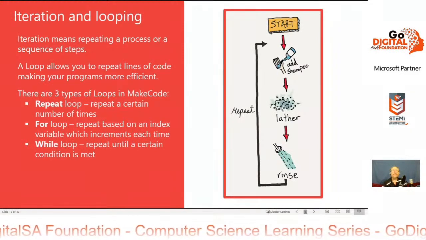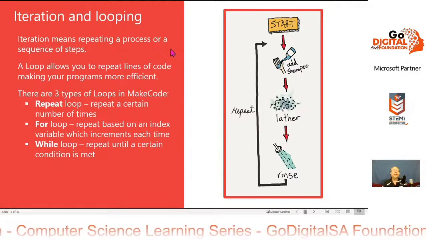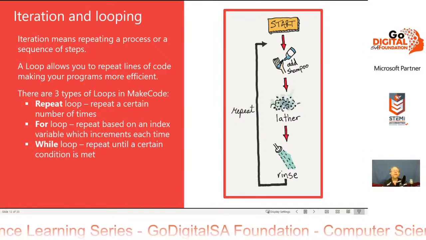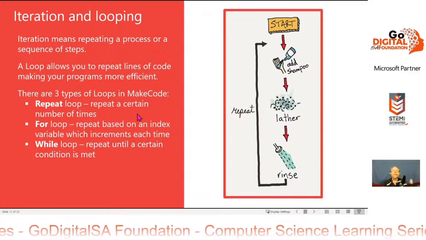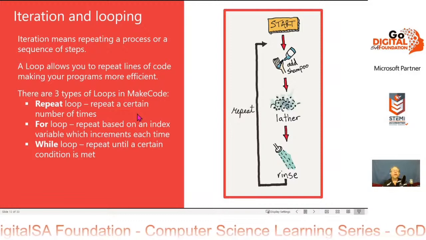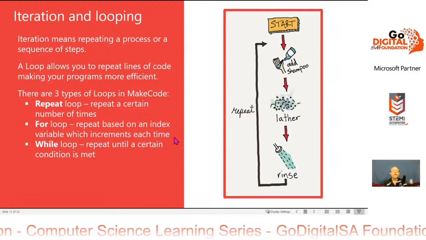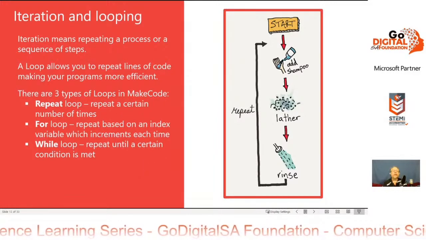Okay, iteration and looping. Iteration means repeating a process or sequence of steps. A loop allows you to repeat lines of code, making your programs more efficient. There are 3 types of loops in MakeCode. The repeat loop repeats a certain number of times. For loop, which repeats based on an index variable, which increments each time. While loop, which repeats until a certain condition is met.